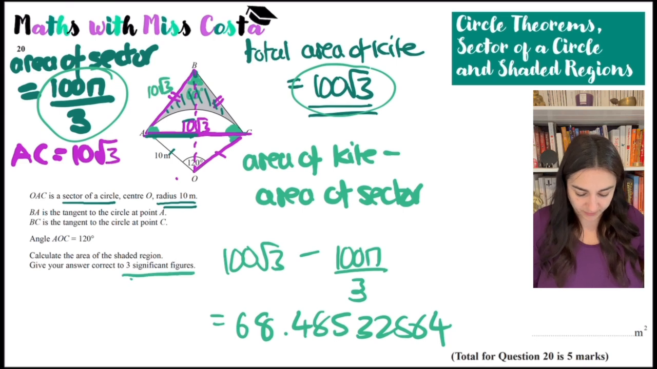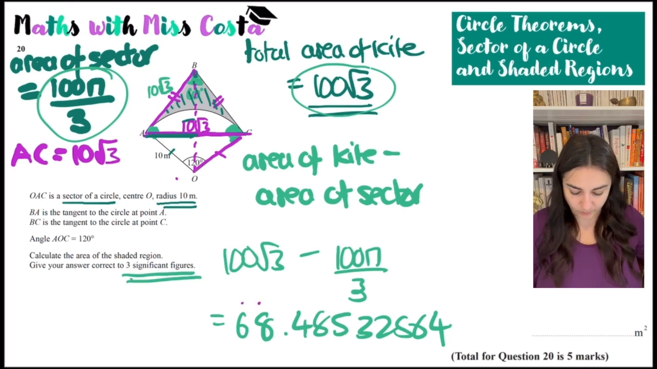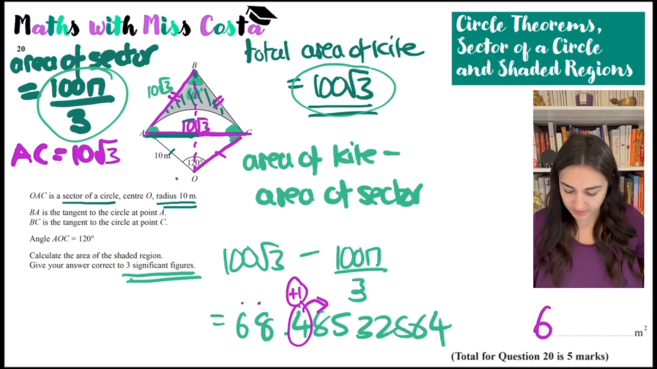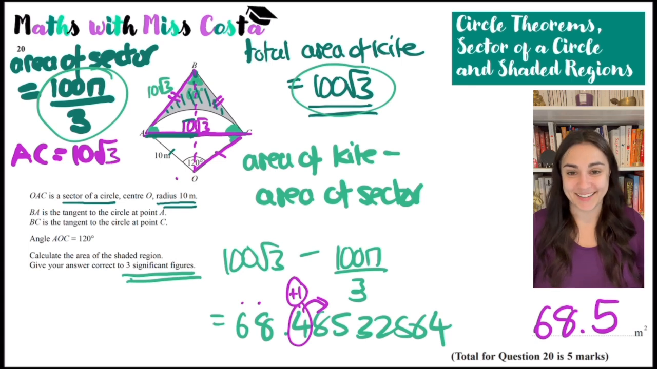68.48532564. They've said correct to 3 significant figures, so you count 1, 2, third digit, look next door, it's more than 5, so you add 1 more. So that'd be 68.5 meters squared. Okay, it's probably, definitely 100% a much more efficient way of doing it, but that's just one way. So hopefully that was helpful.